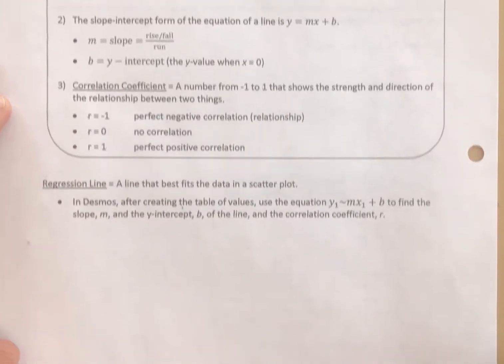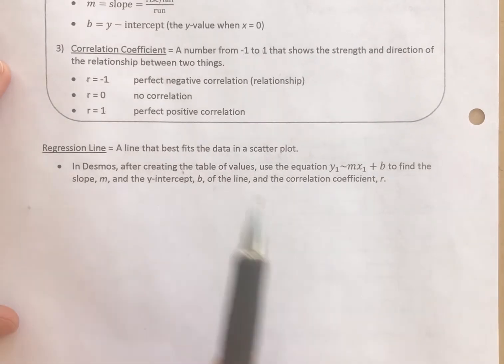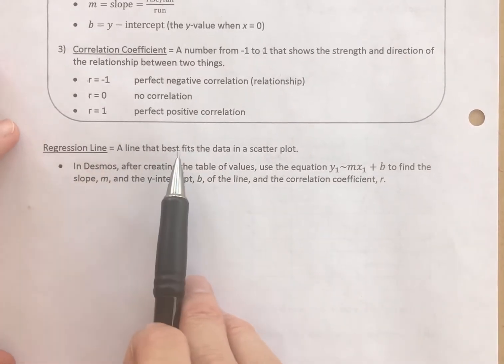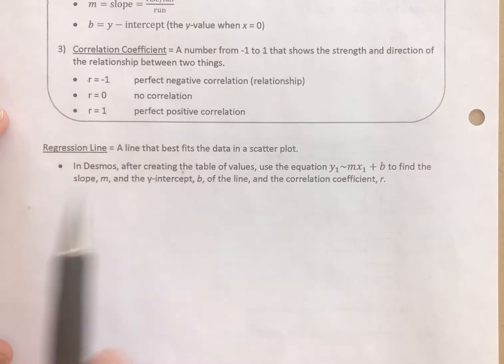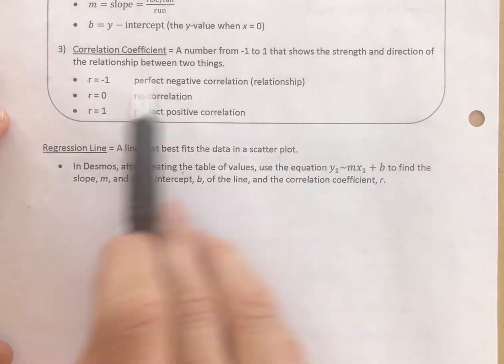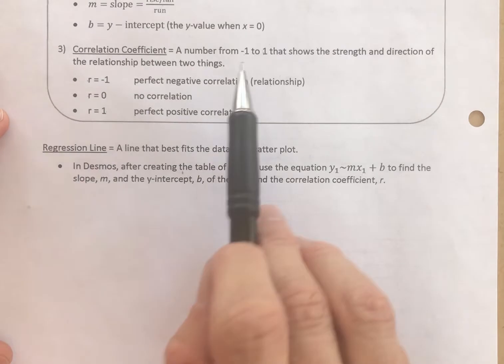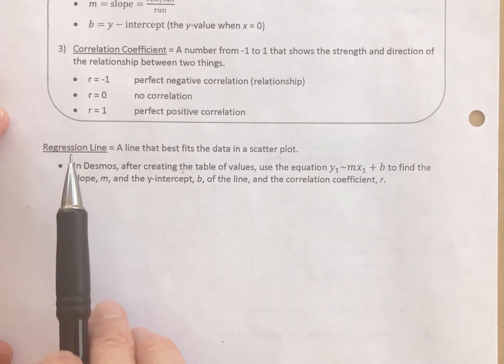Okay, so what's a regression line? Well, a regression line is a line that best fits the data in a scatter plot. So we're going to plot our points, and we're going to come up with that line that best fits that data.